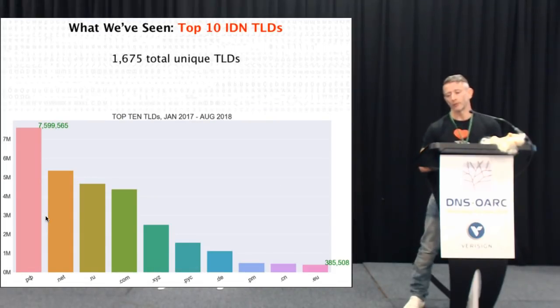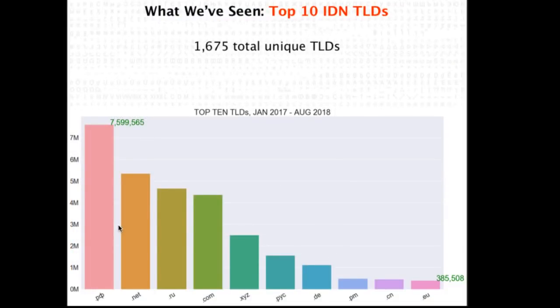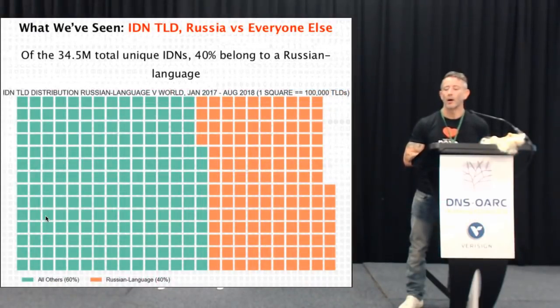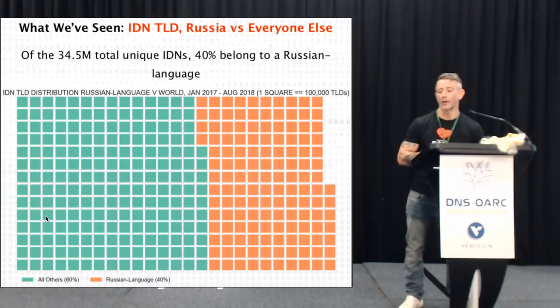In terms of top-level domains, almost 1,700 unique top-level domains are represented in the internationalized space. Interesting takeaway here: of the top 10, three of the top six are ostensibly Russian language speaking TLDs. We look at that a little differently. Of these 34.5 million internationalized domain names, about 40% belong to a Russian language, at least according to our data.